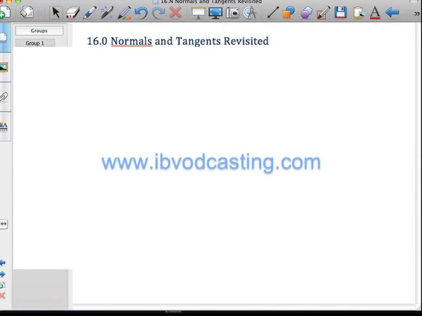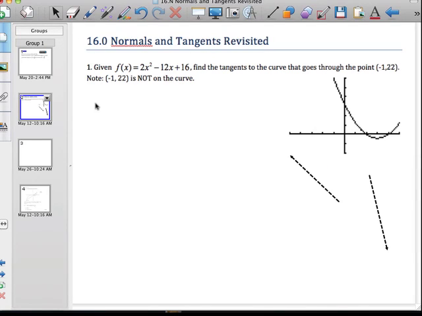Okay, we're back again looking at some normals and tangents yet again. We're given a function f, which is this graph here, and we want to find the tangents to the curve that goes through this point, -1, 22. The biggest difference with this kind is that this point is not on the curve. This point is going to be approximately somewhere here. Okay, so that's the point -1, 22.